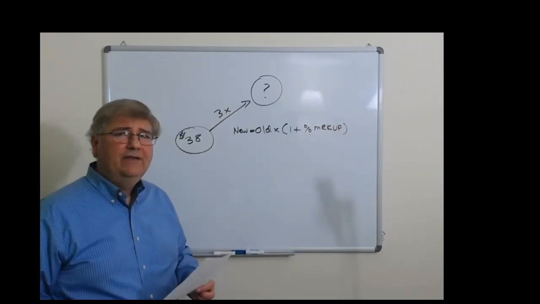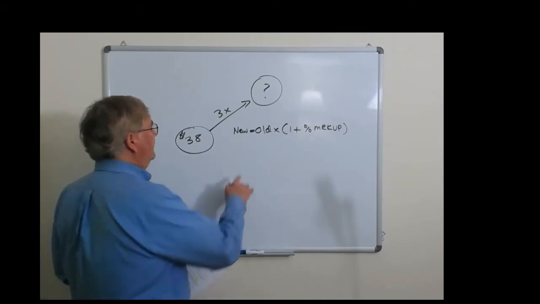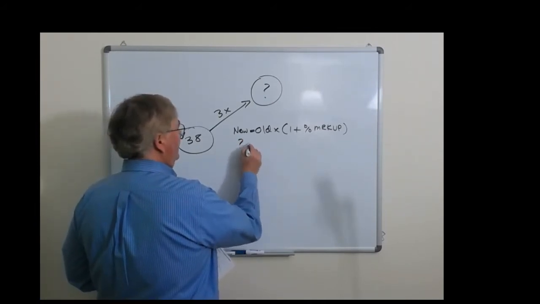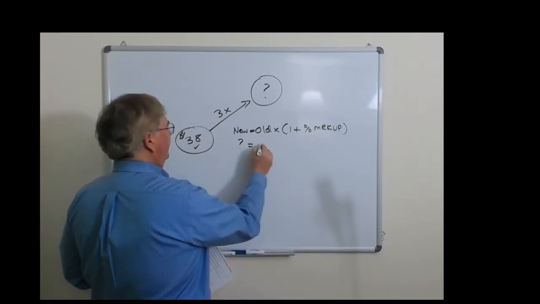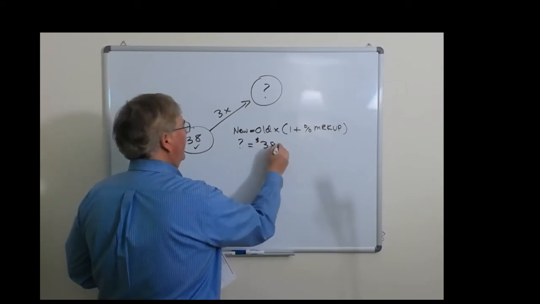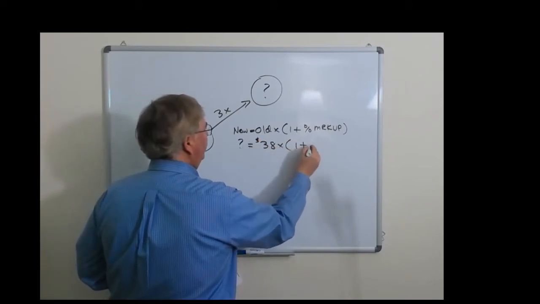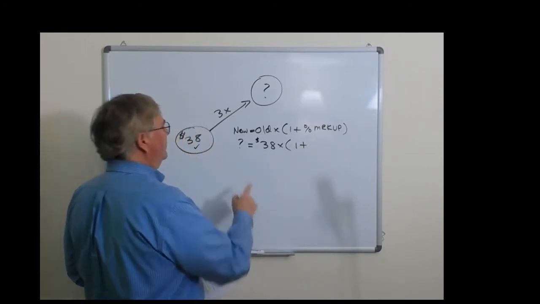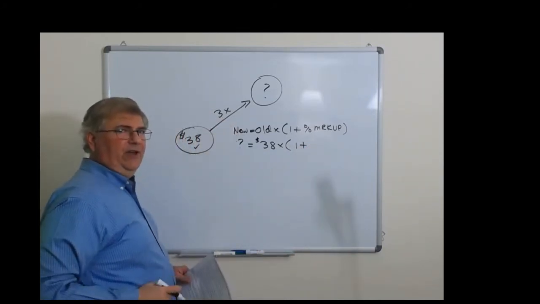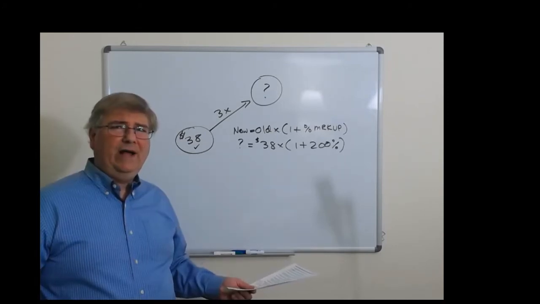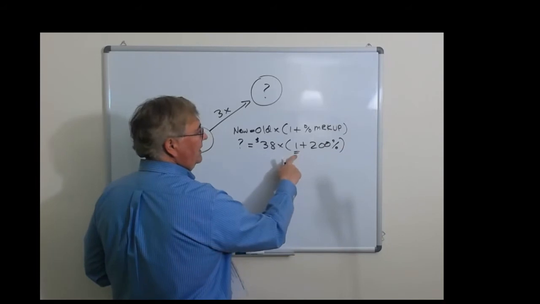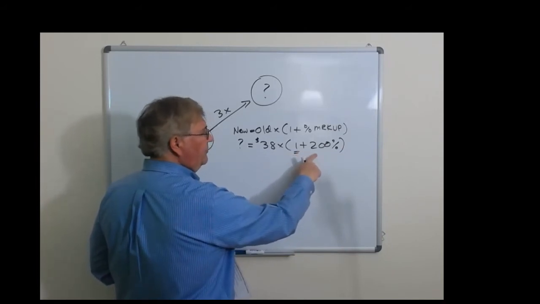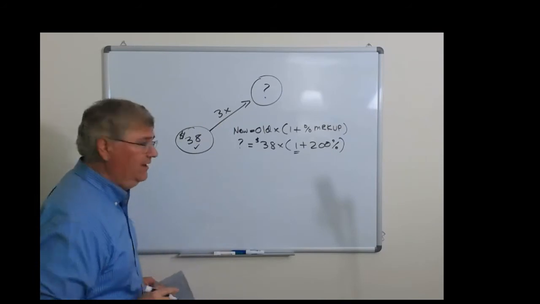Okay, so let's plug in the numbers that were given. Do we know what the new price is? No. We're looking for it. Do we know what the old price is? Yes. It's $38. And we should multiply it by 1 plus the percentage markup. But we're given 3x. That's not a percentage, is it? Well, Mr. Warner, how is 3x equal to 200%? Shouldn't 3x be equal to 300%? But it turns out that due to this number 1, we already have 1 plus the growth rate. That's what gives us the 3x.